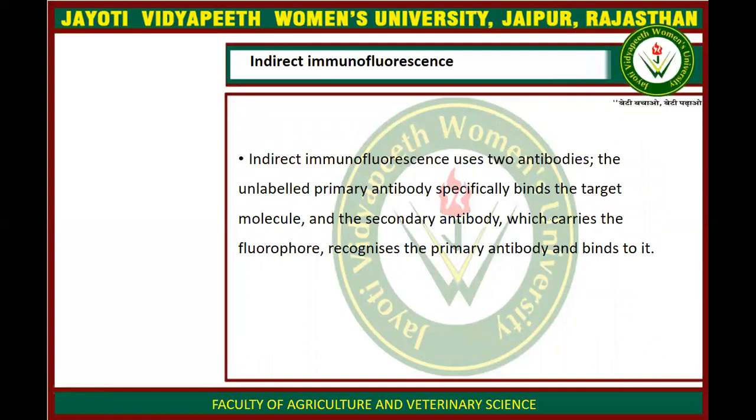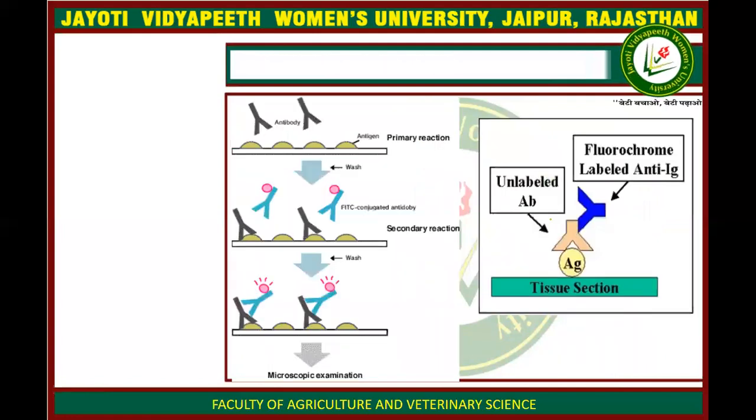What is indirect immunofluorescence? We can understand it by the diagram. Similarly, this is the antigen, and the antibody will bind to this antigen epitope. Here it has been bound. Now what will happen? The secondary antibody will come here, which is labeled. This labeled anti-antibody will bind to the Fc portion of this antibody.